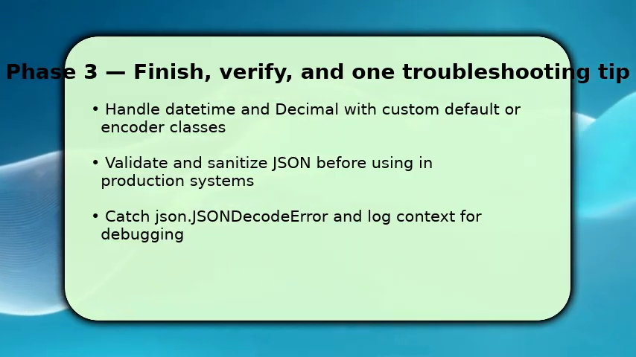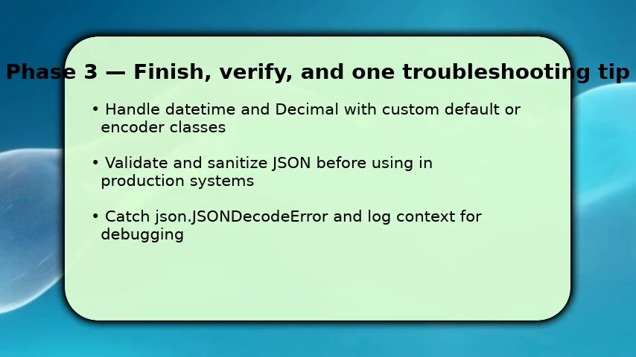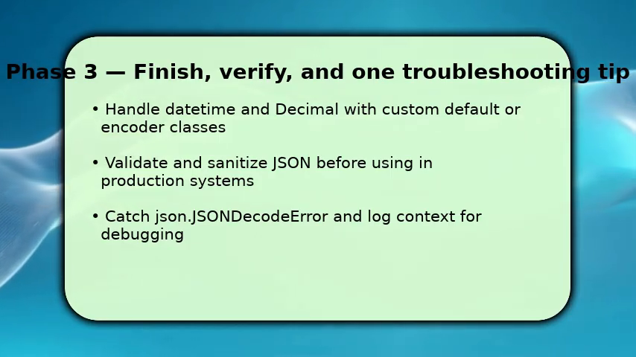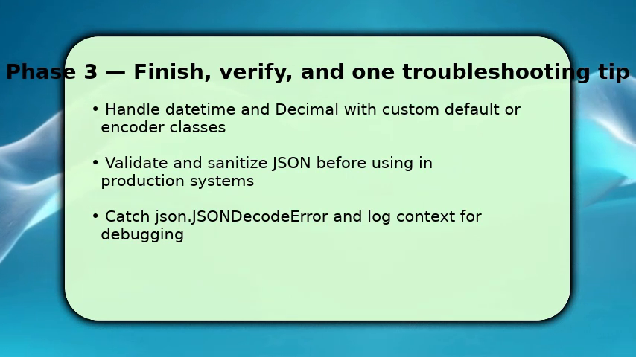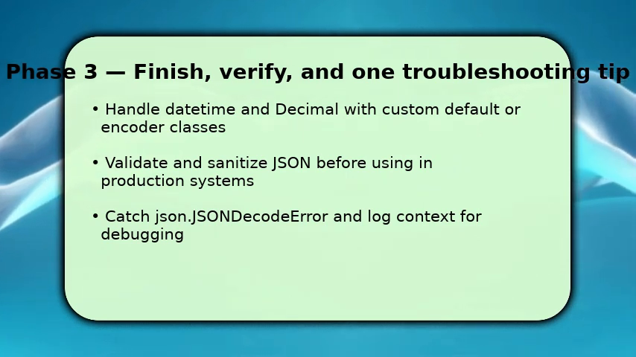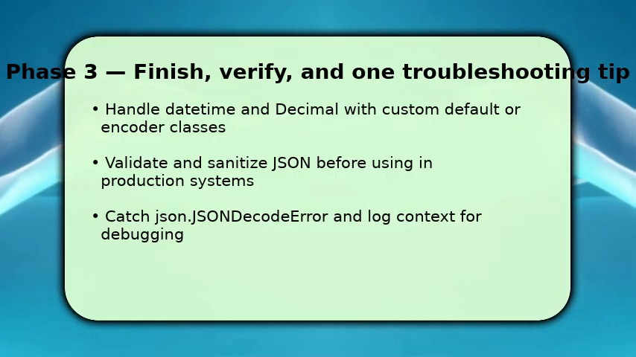If something goes wrong, catch json.JSONDecodeError and log the offending snippet plus line numbers so you can reproduce the error quickly. Finally, add unit tests for serialization round trips to prevent regressions and make refactors safe.